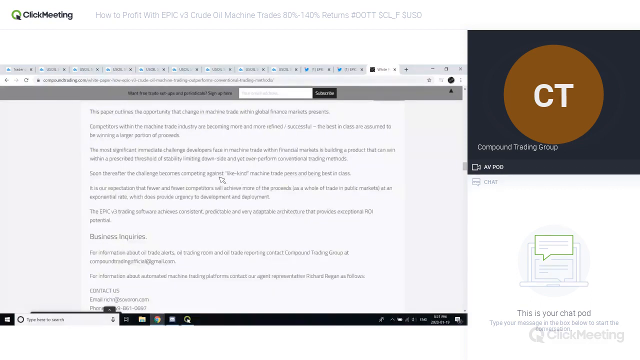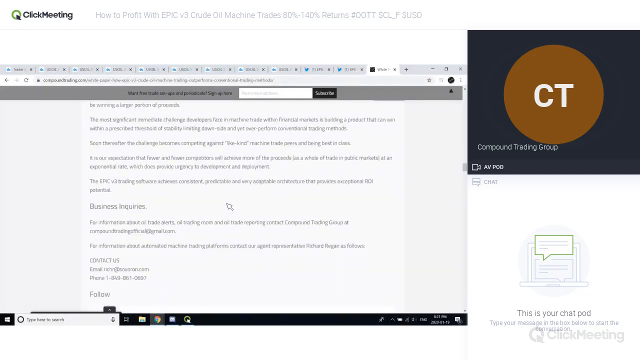So anyway, that's where the machine against machine comes in. It is our expectation that fewer and fewer competitors will achieve more of the proceeds as a whole of trade in public markets at an exponential rate, which does provide urgency to development and deployment. And that was our main motive to getting it out as soon as we possibly could. And the Epic V3 trading software achieves consistent, predictable, and very adaptable architecture that provides exceptional ROI. So that's the basic conclusion.